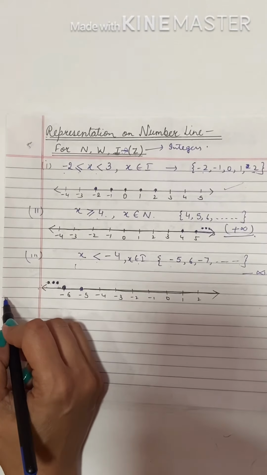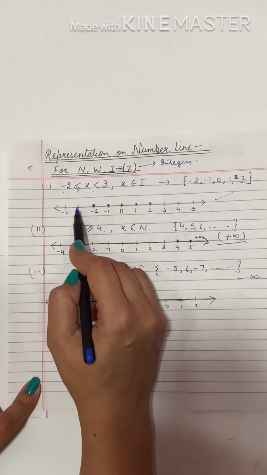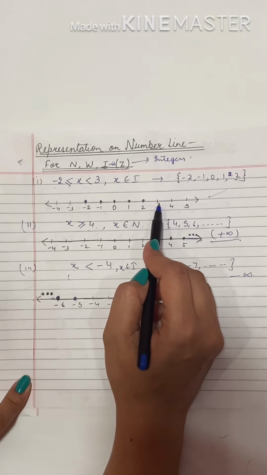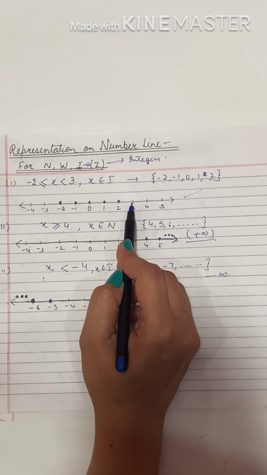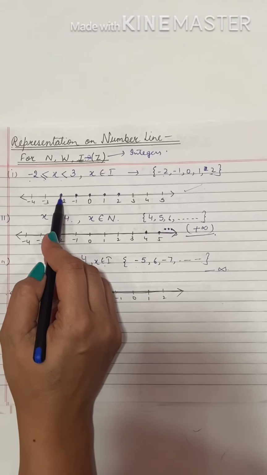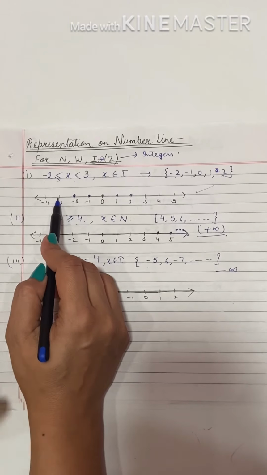One important thing, when you are representing on the number line, you need to have at least one point extra on both the sides. Like if the answer is coming up to 2, you should mark up to 3 on the number line. Similarly, if it is -2, -3 should also be there on the number line.